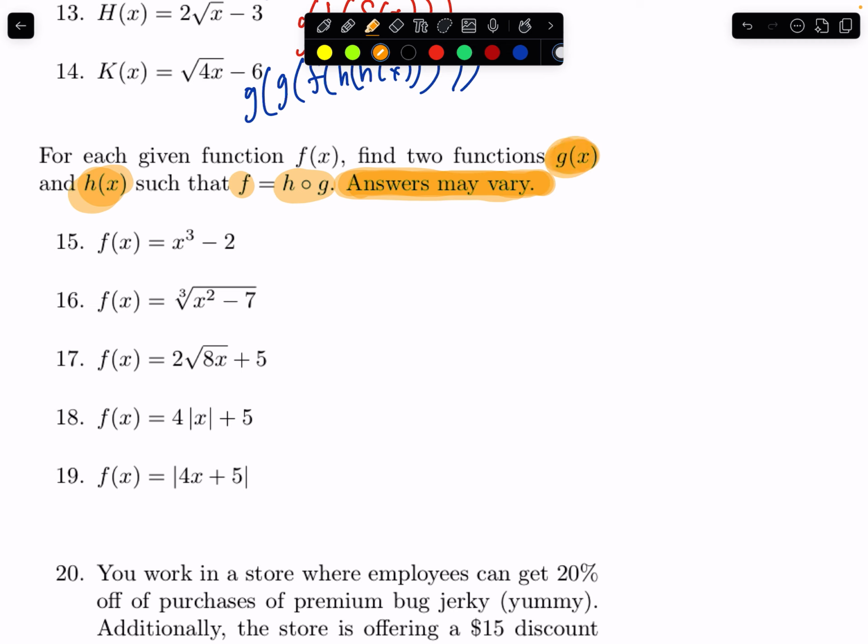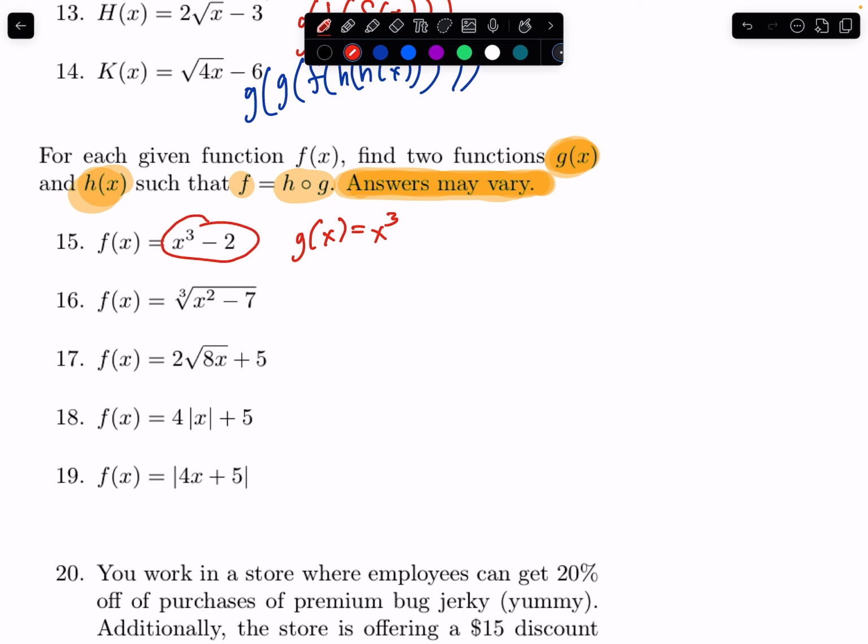Now we have more freedom. So we could do it more than one way. But there are going to be certain obvious ways, I think, in a lot of these anyway. Okay, let's look at this first one. The most obvious thing to do first to me is just cube, right? So I'm going to say the inside function will be a cubing.